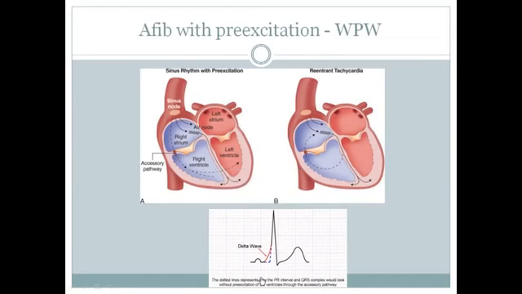So you have the classic delta wave for excitation in the EKG, and basically this is the activation of the myocardium through the accessory pathway, until the AV node kicks in and you have your normal QRS. So it's kind of a fusion beat. That's the classic delta wave.